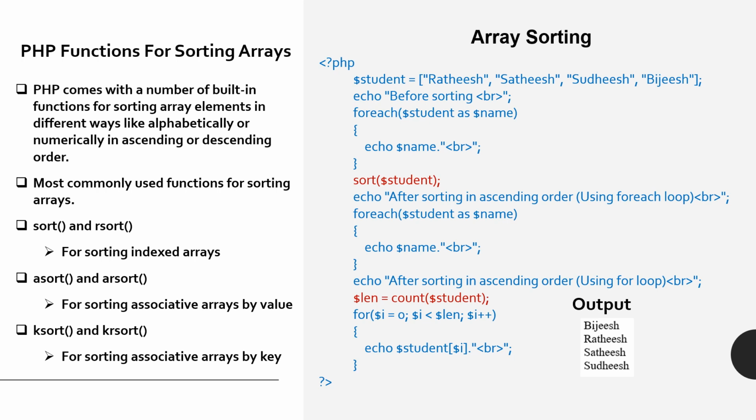PHP has got some built-in functions for sorting an array. sort or rsort is for sorting an indexed array in ascending order and descending order. This is for indexed array. For an associative array we use asort for ascending order, and arsort for descending order.